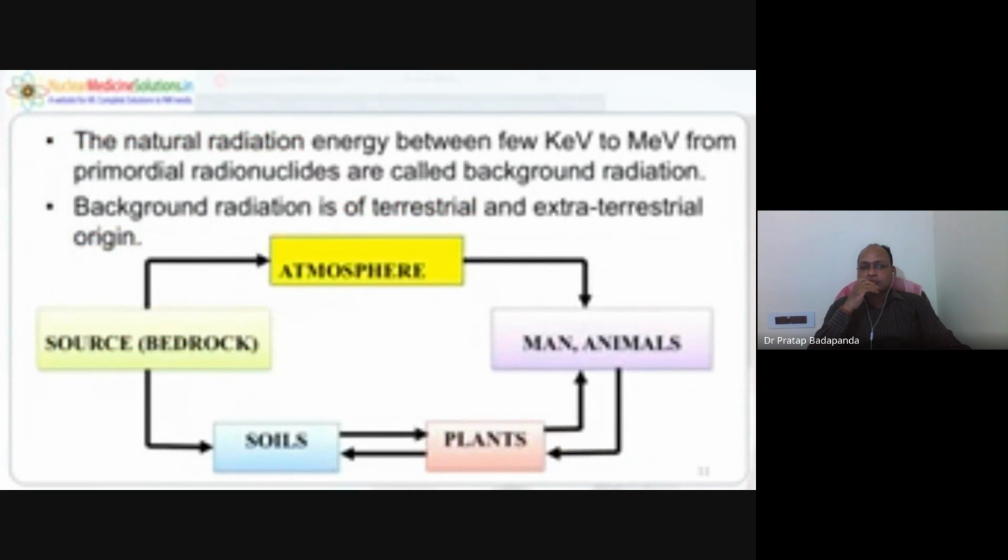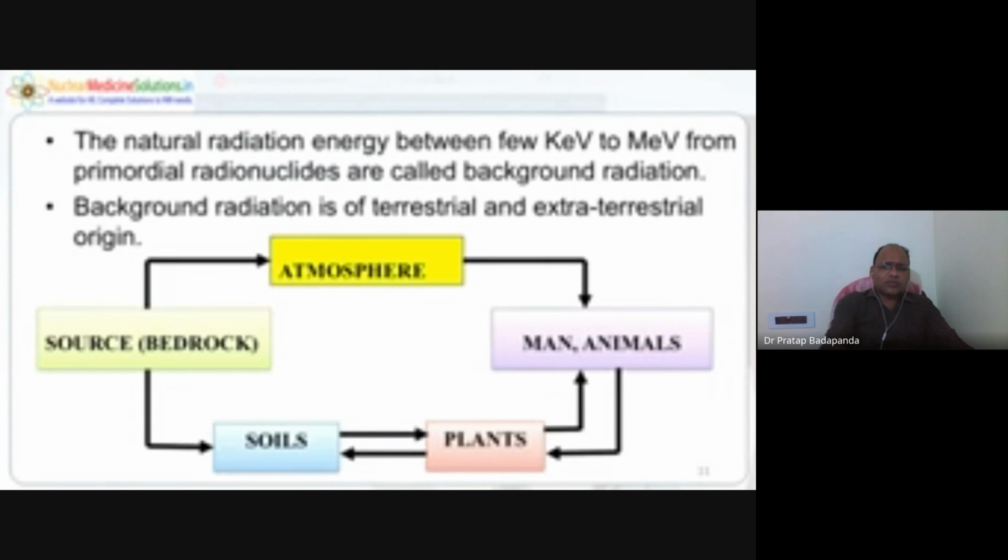Now, if you see this particular picture, it talks about the sources from where it emits. It goes to the atmosphere, then comes to the man or animals, then comes to the plant, and plant it goes to soil. From soil it may again go to plants and plants to man. What does it mean? What is natural background radiation?